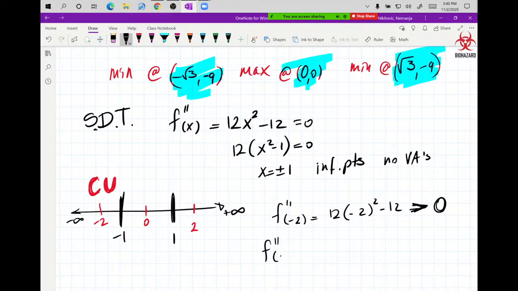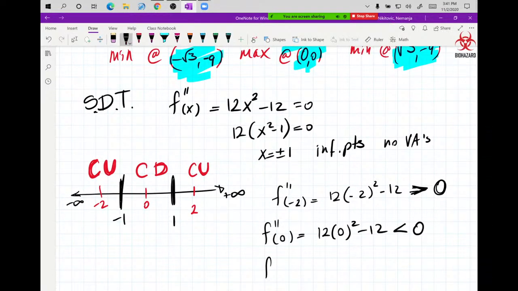Then we have the second derivative at 0, which is 12 times 0 squared minus 12, and that's going to be negative. Concave down. And the last one is concave up, because, as I said, polynomials alternate. The other functions, not so much. I mean, trig functions do and so on, but a whole bunch of rational functions do not. That's a 2 there, squared minus 12, and you are still getting larger than 0.